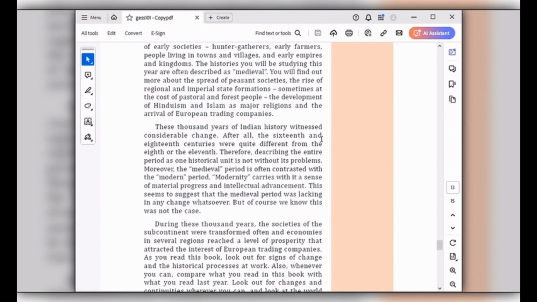After all, the 16th and 18th centuries were quite different from the 8th or the 11th. Exactly. Therefore, describing the entire period as one historical unit is not without its problems. Moreover, the medieval period is often contrasted with the modern period. Modernity carries with it a sense of material progress and intellectual development, or intellectual advancement. This seems to suggest that the medieval period was lacking in any change whatsoever. But of course, we know this was not the case.